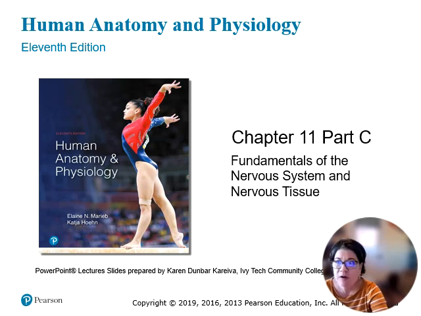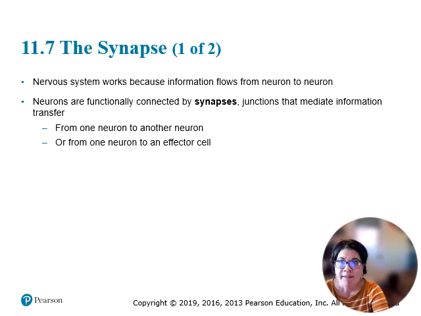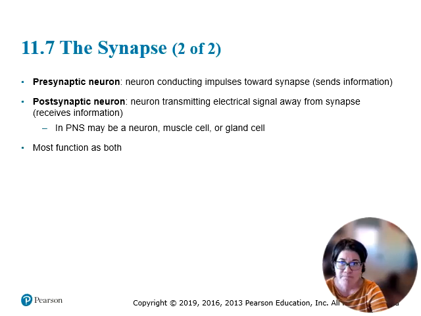Okay, here's the last part of chapter 11. So we're going to put it all together and look at how the neurons actually work. The space that connects two neurons together, they're not actually touching. It's called a synapse, and that's where chemicals are being passed from one neuron to the other.